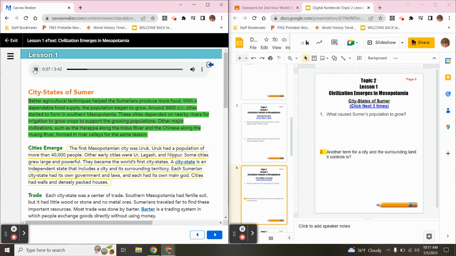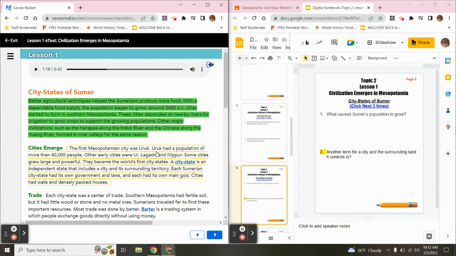Let's continue on. Cities emerge. The first Mesopotamian city was Uruk. Uruk had a population of more than 40,000 people. Other early cities were Lagash and Nippur. Some cities grew large and powerful. They became the world's first city-states. A city-state is an independent state that includes a city and its surrounding territory. Each Sumerian city-state had its own government and laws, and each had its own main god. Cities had walls and densely packed houses.